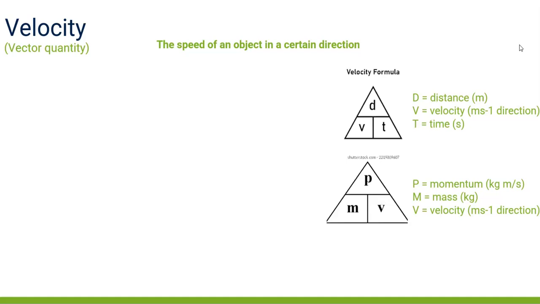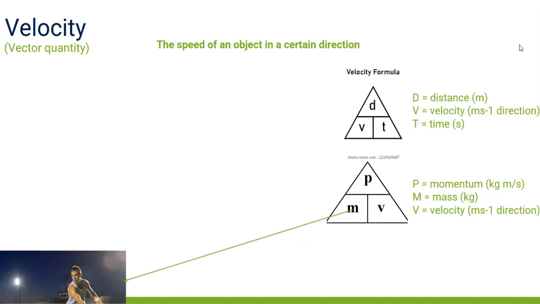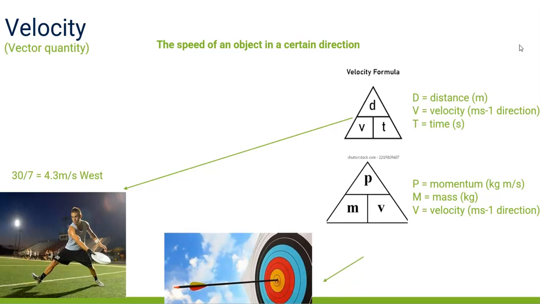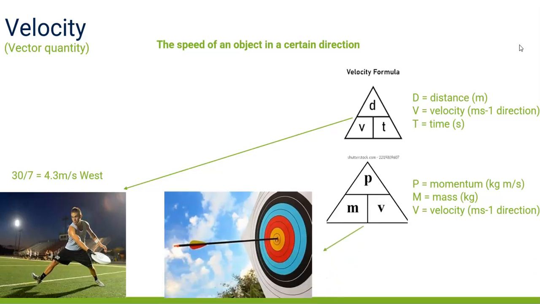A sporting example of when velocity can be calculated. The first way could be through a frisbee. If the frisbee is thrown 30 meters west and it takes 7 seconds to get there, the velocity is 4.3 meters per second west. Using the second way, an example of an arrow with the mass of 0.1 kilograms while having the momentum of 7 kilogram meters per second would result in the velocity being 70 meters per second, as velocity equals momentum divided by mass.